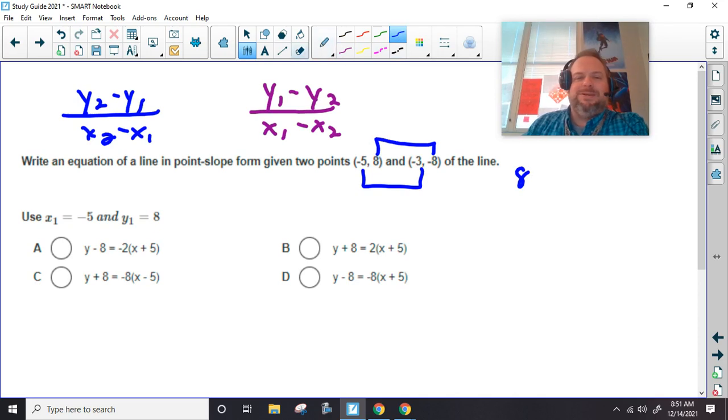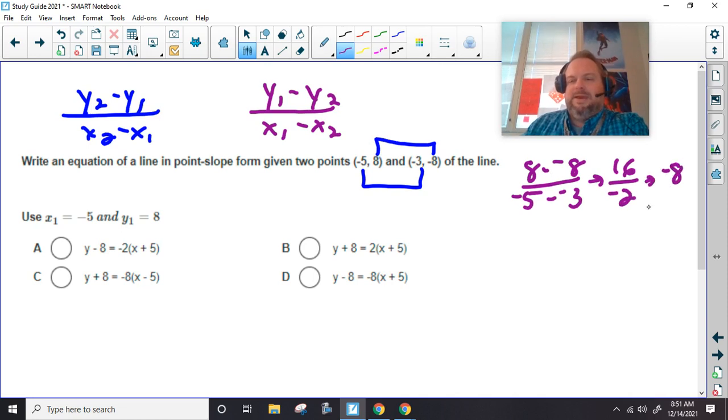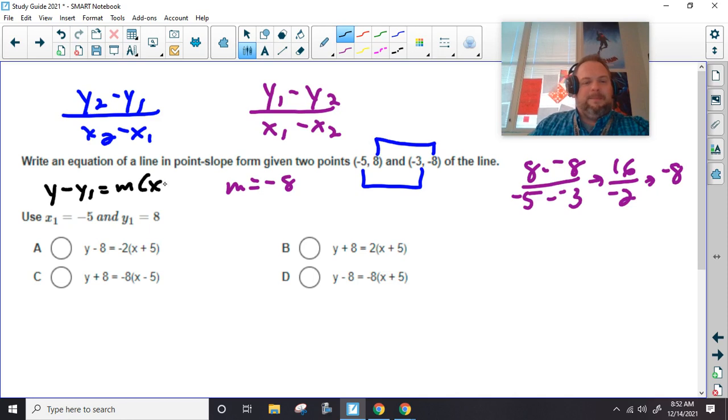So I'm doing it the Mr. Jeffries way in purple, where I would have 8 minus -8 over -5 minus -3. Well, minus negative, this is 16. So -8. Now, that means my m is -8. I'm looking at this form right here. So I can go ahead and mark out the ones that don't have a -8. For me, it's these two.